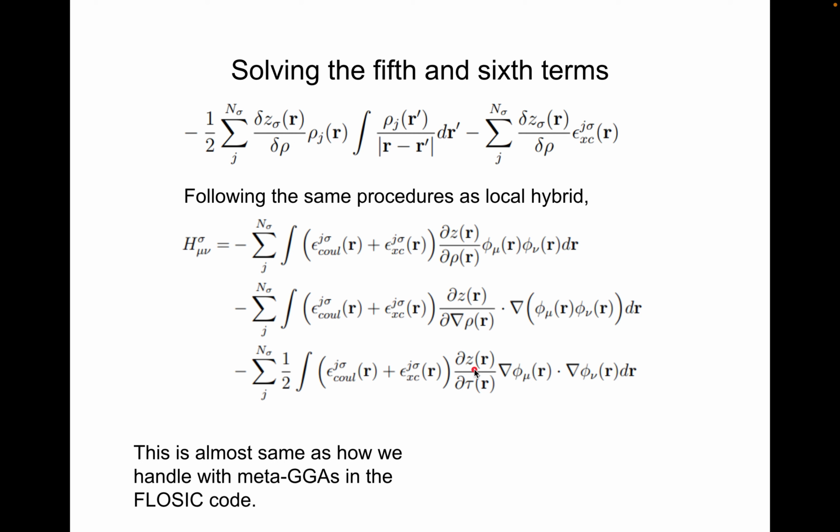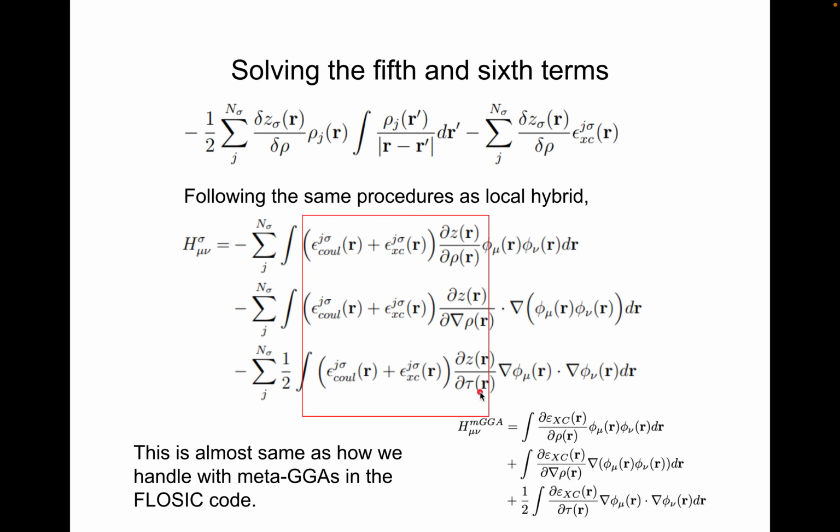Now, although this expression seems intimidating, it shouldn't be, because when you run the meta-GGA calculation using the FLOSIC code, you actually do something very similar to it. Inside the FLOSIC code, the SIC meta-GGA calculation is implemented using this expression. It also uses integration by parts like this. And what changes from the meta-GGA to the LSIC expression is what's shown in the red big box.